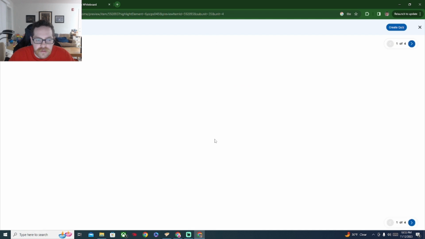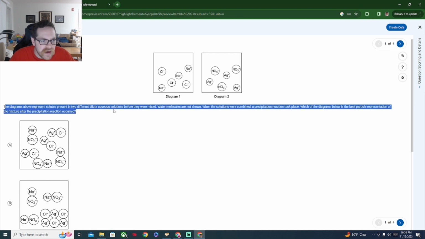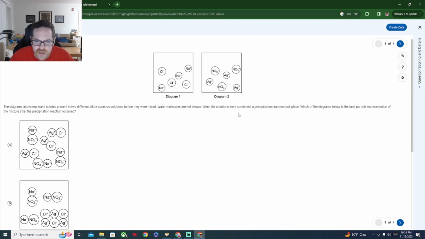Alright. Silver nitrate. So, the diagrams above represent solutes present in two different dilute aqueous solutions before they were mixed, water molecules not shown. When solutions were combined, a precipitation reaction took place. Which of the following is the best particle diagram of that?